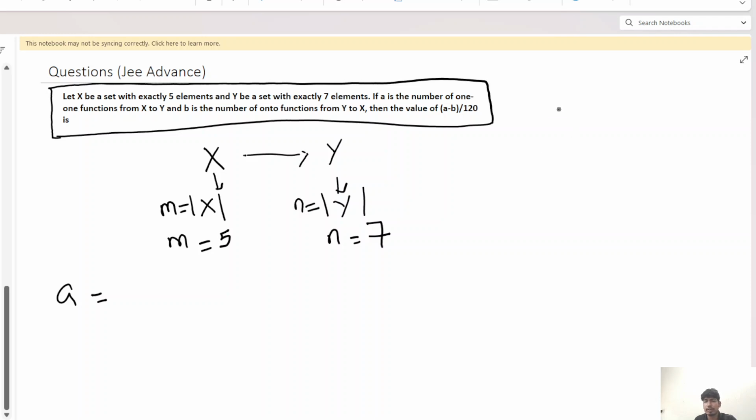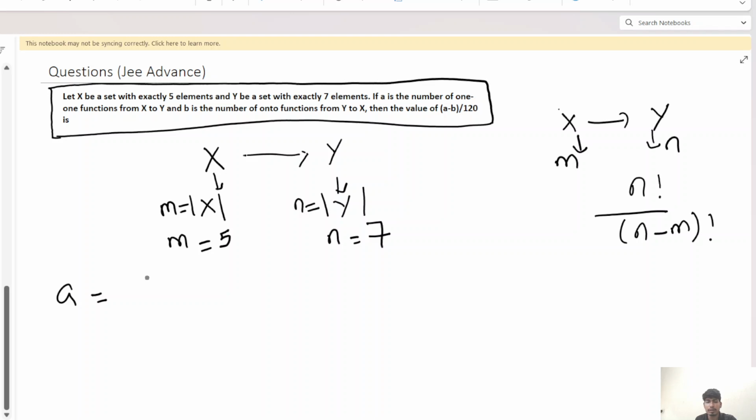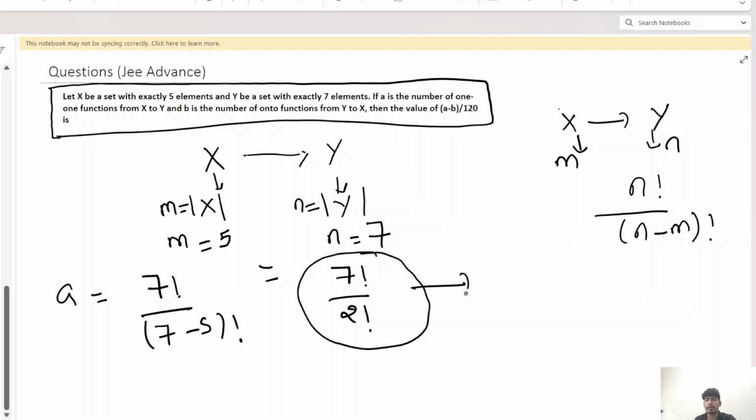We know the number of one-one functions from x to y, where y has n elements and x has m elements, is n factorial divided by (n minus m) factorial. So here it is 7 factorial divided by (7 minus 5) factorial, which is 7 factorial divided by 2 factorial. This is the value of the one-one functions.